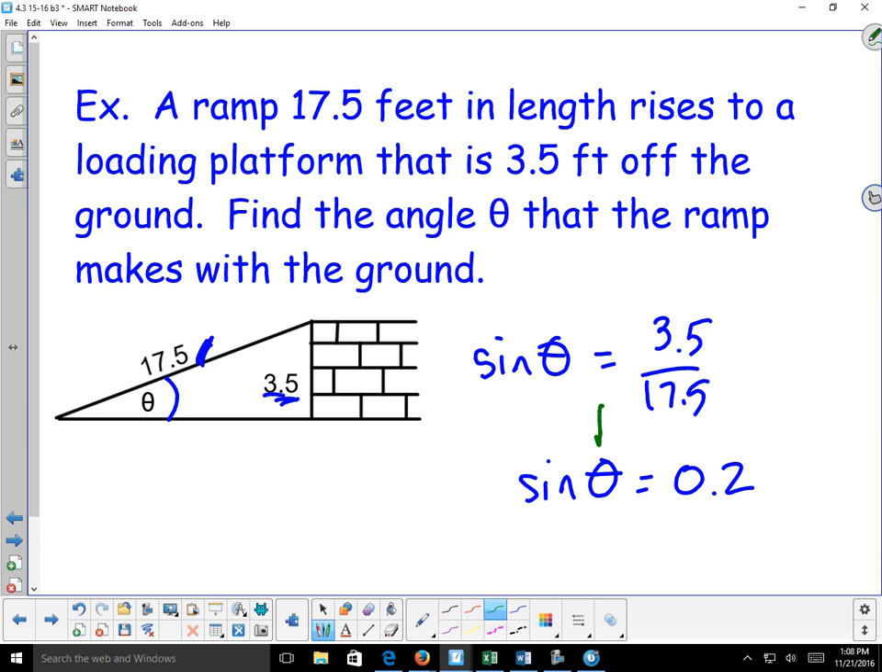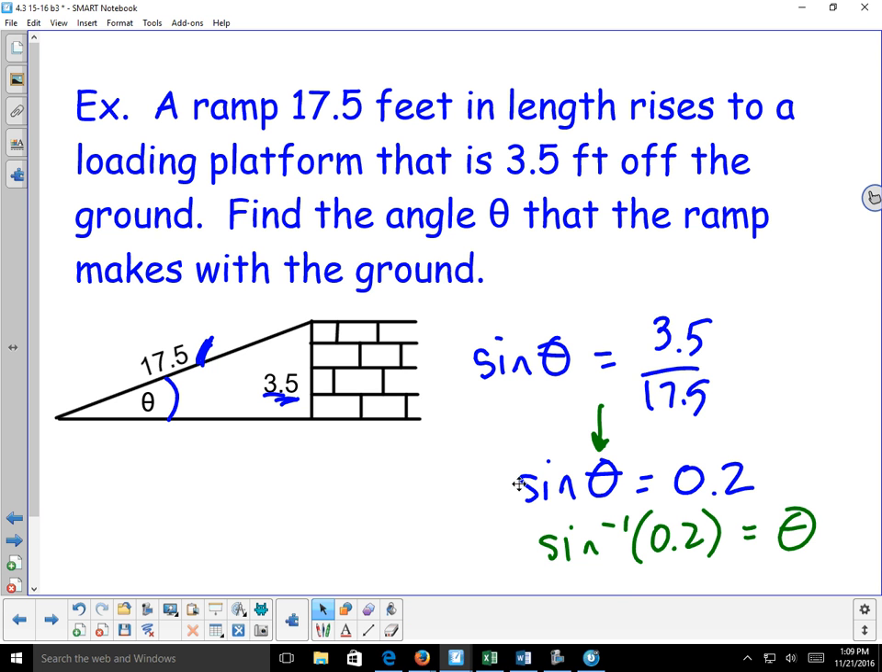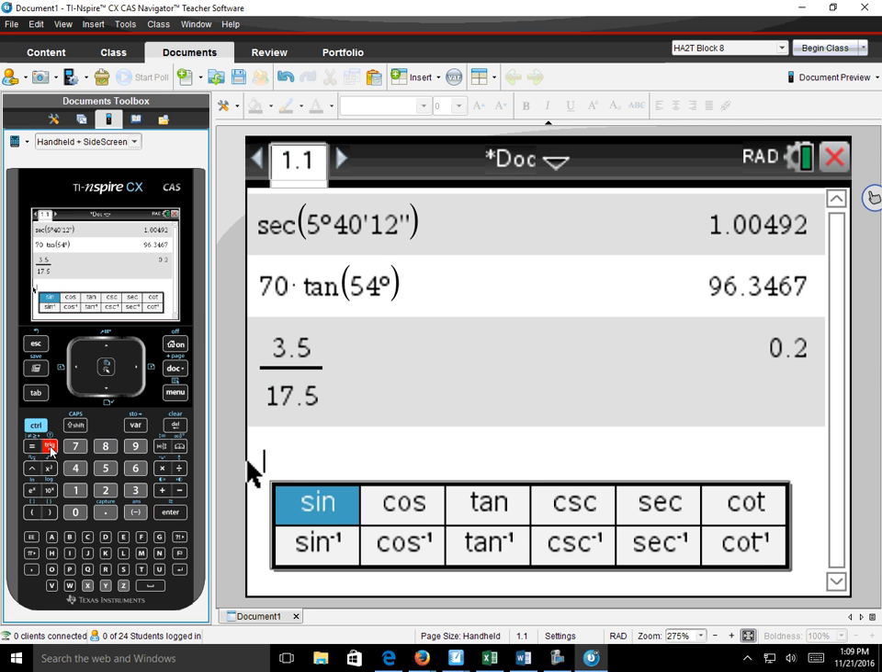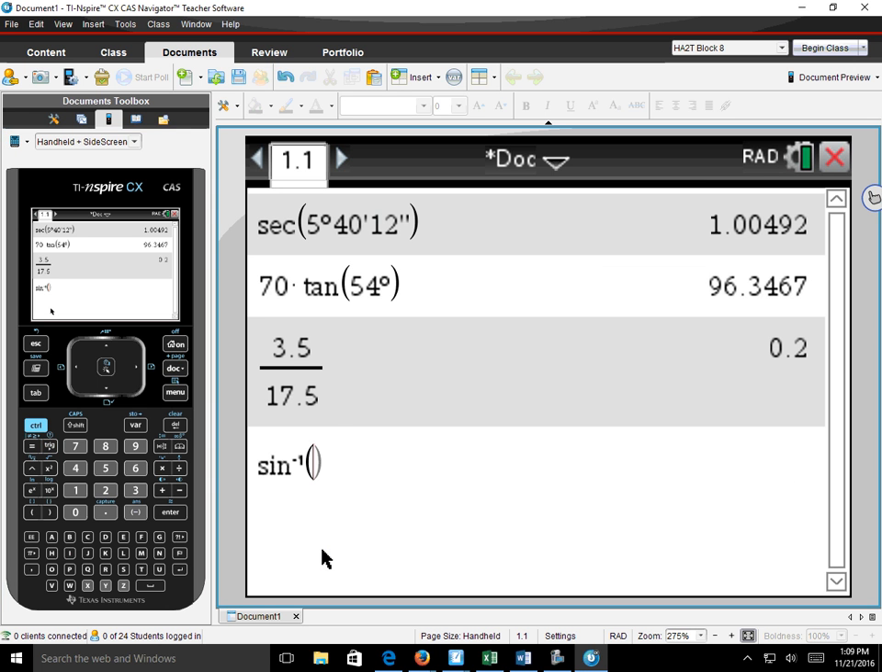So we are looking for some angle whose sine value is 0.2. Agreed? The way to do that is to find the inverse sine. So we really want to find inverse sine of 0.2. Sine inverse of 0.2 is going to give us the angle that we're looking for. So we grab our calculator and go to the trig button, and this time we want sine inverse, which is this button right here, and of 0.2, and I'm getting 0.2014.